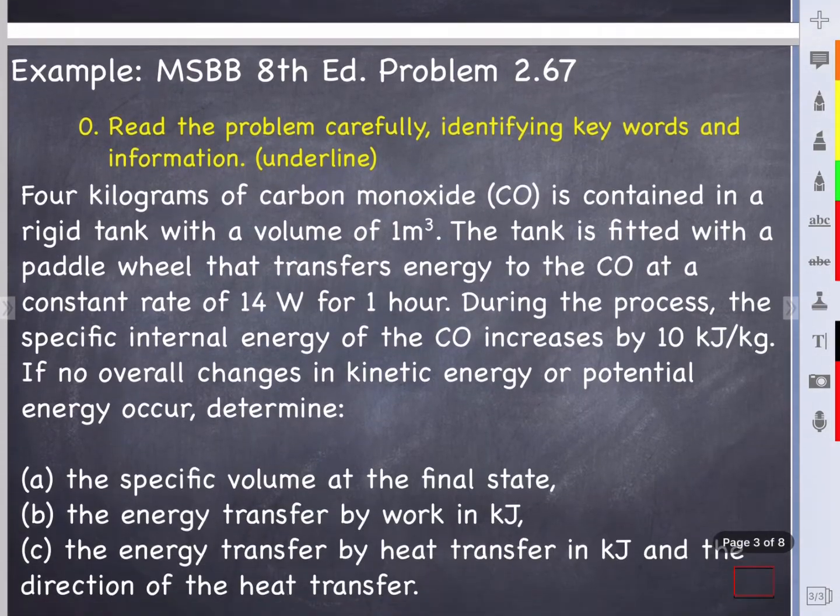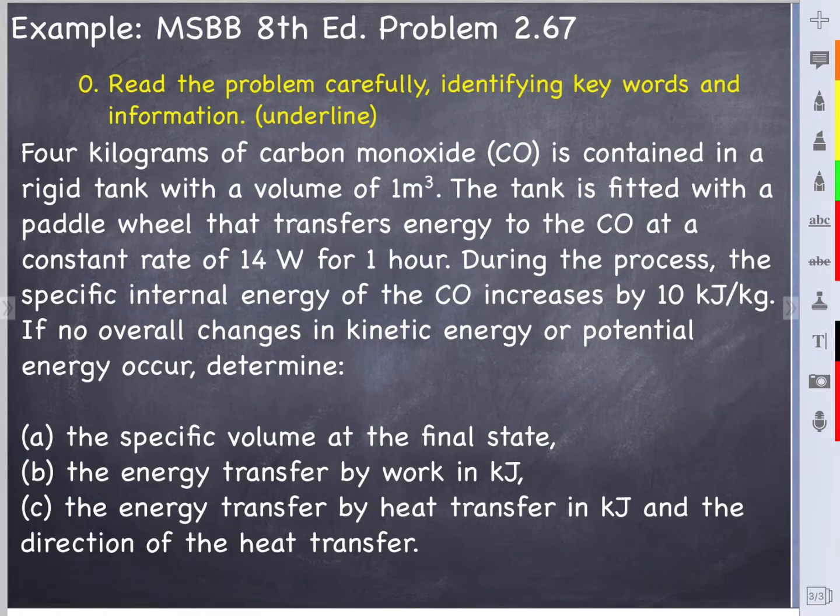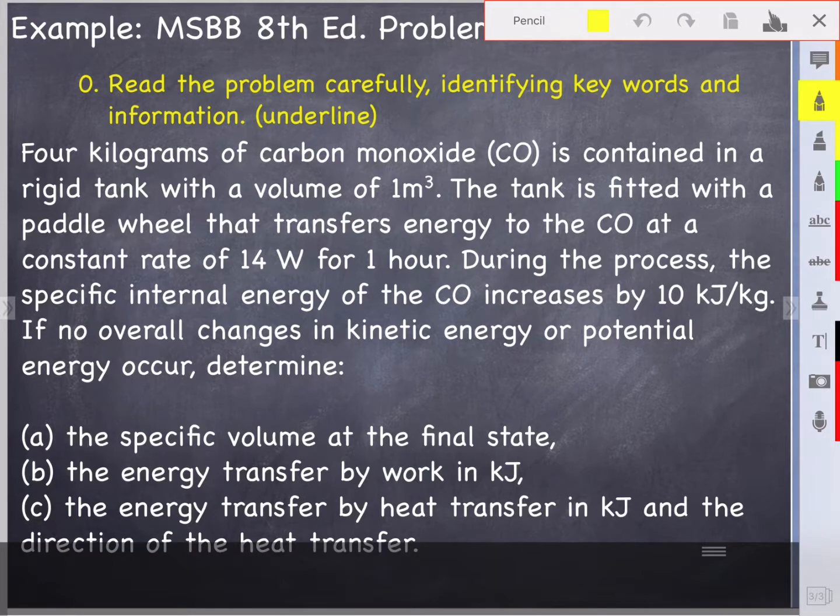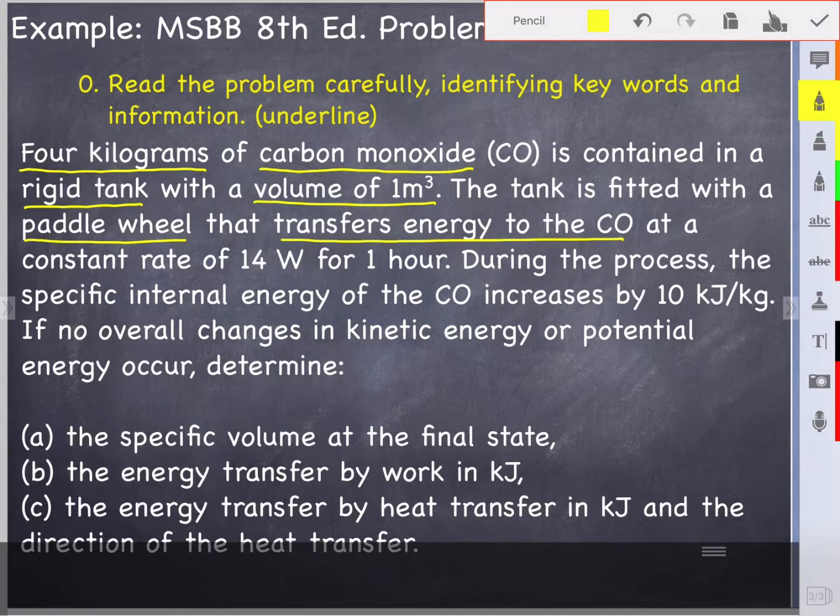Okay, let's do an example problem. So step 0 is to read the problem and identify keywords and information. This is problem 2.67 from the 8th edition of Moran, Shapiro, Boettner, and Bailey. The problem states that we have 4 kilograms of carbon monoxide contained in a rigid tank with a volume of 1 cubic meter. The tank is fitted with a paddle wheel that transfers energy to the carbon monoxide at a constant rate of 14 watts for 1 hour.